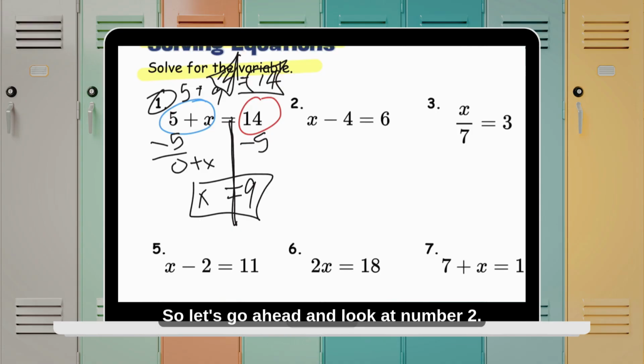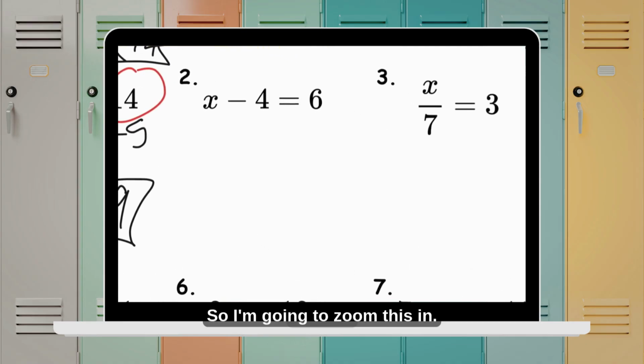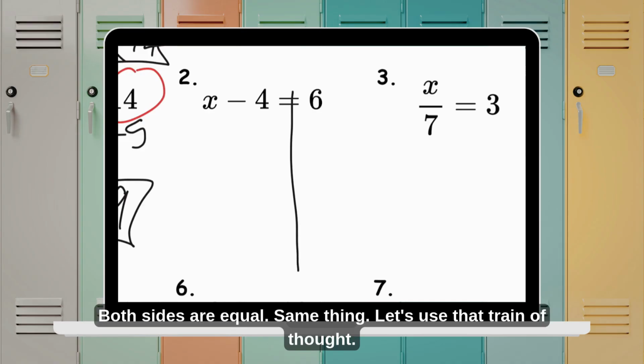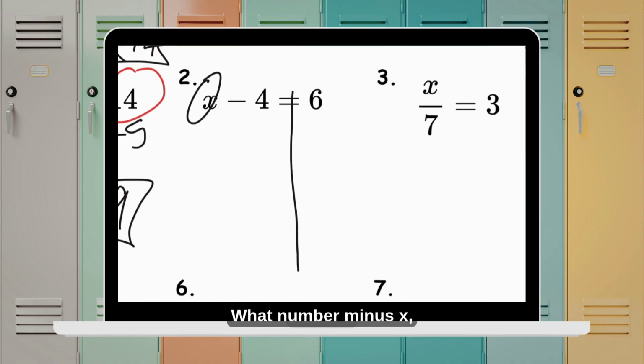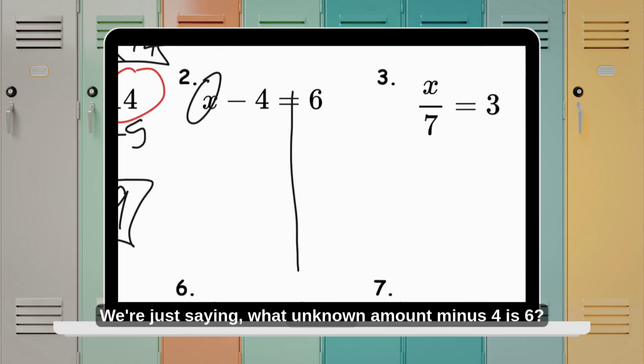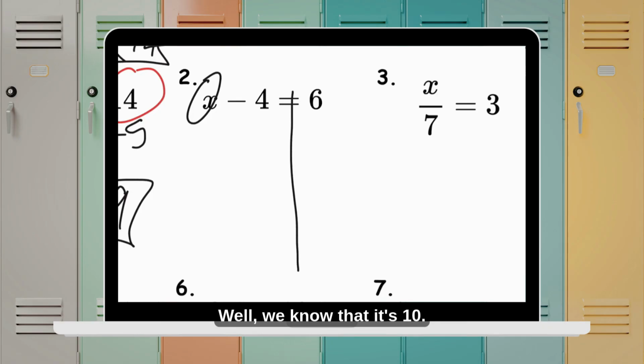So let's go ahead and look at number 2. We have x minus 4 equals 6. I'm going to zoom this in, and I'm going to again balance out my equation. Both sides are equal. Same thing, let's use that train of thought. What number minus 4 equals 6? Well, that's easy. 10 minus 4 equals 6. So that's why it works: a variable is an unknown amount. We're just saying what unknown amount minus 4 is 6? Well, we know that it's 10, but let's just check it procedurally.